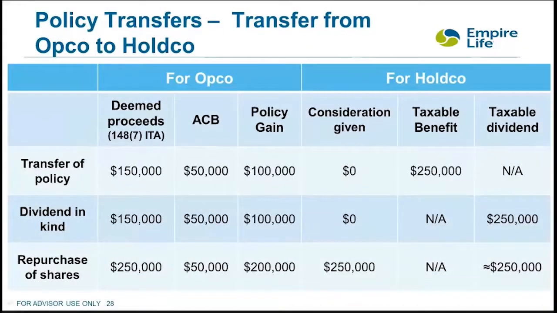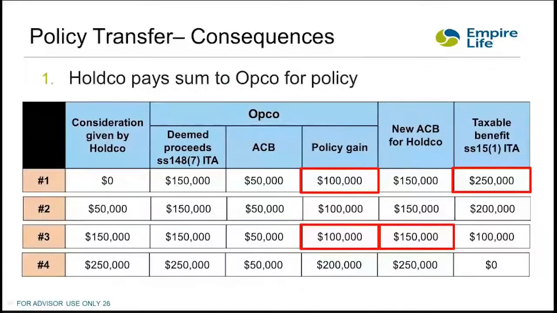Before I go on to this, I think I should point out a couple of things on these results. Even if I get to a situation where holdco effectively has $250,000 in liquidity to give to opco as consideration for the transfer of the policy, it's not a particularly advantageous situation, even though it's the only one with no taxable benefit. It's not interesting because the policy gain is the highest at $200,000, which is taxable at typically 50% or more as the private company investment tax rates.